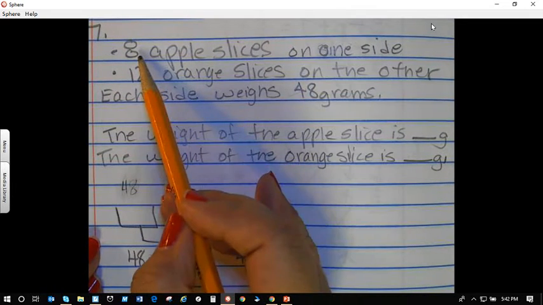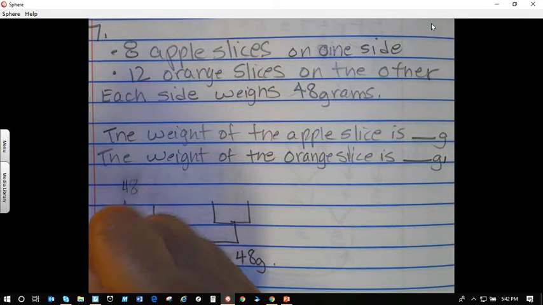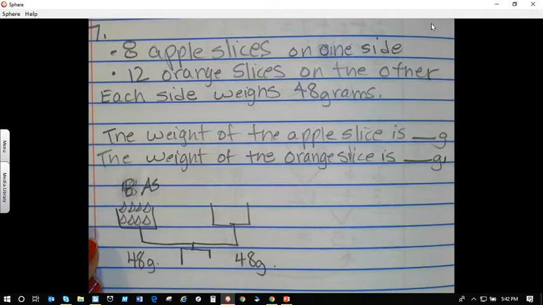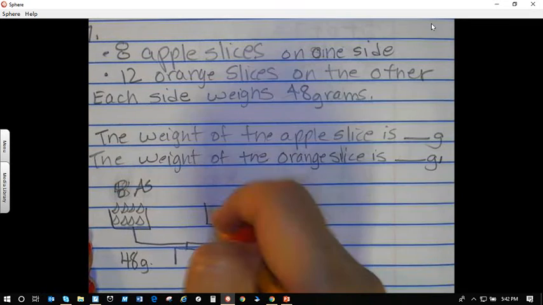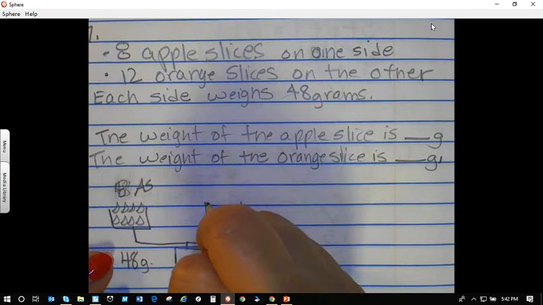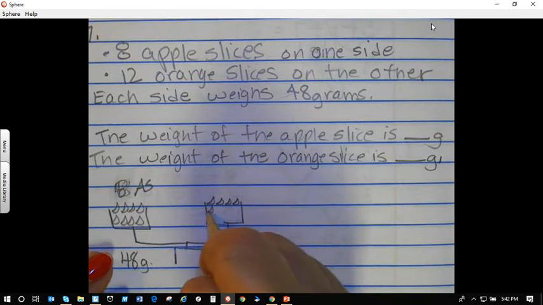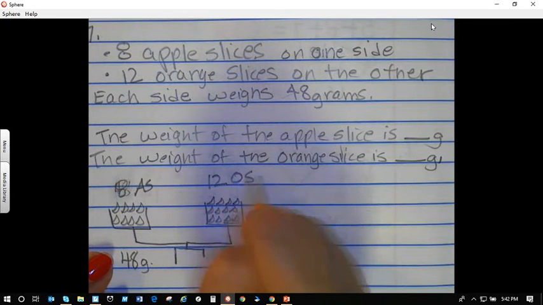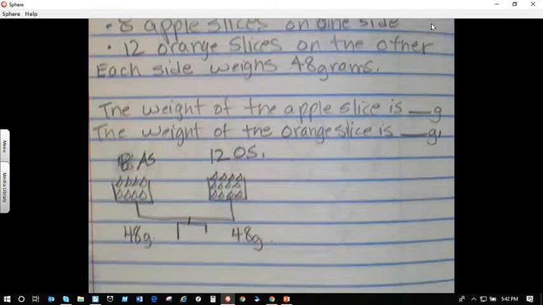Here we had 8 apple slices. So I have 8. I'm going to put AS for apple slices. And over here we had orange slices, so it needed to have more. 1, 2, 3, 4, 5, 6, 7, 8, 9, 10, 11, and 12. So these are 12 orange slices, and we needed to know the difference.